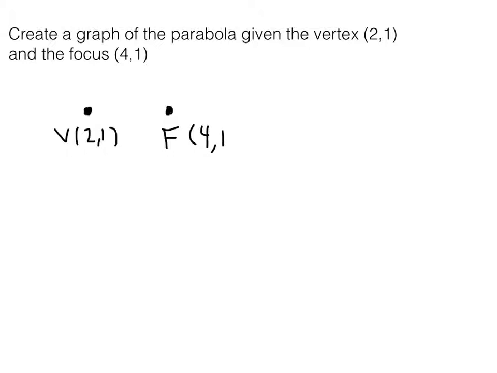And this tells us quite a bit of information. The first thing it tells us is the c value. The c value is the distance between the vertex and the focus. In this situation, it's going to be 2. And also, it's going to tell us the way in which our parabola opens. This is going to have a horizontal orientation that opens to the right.